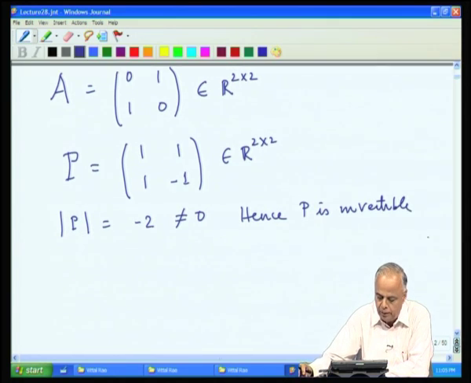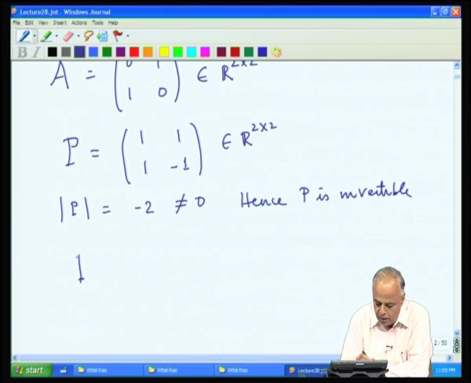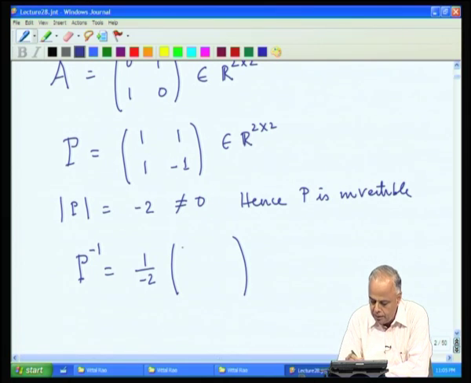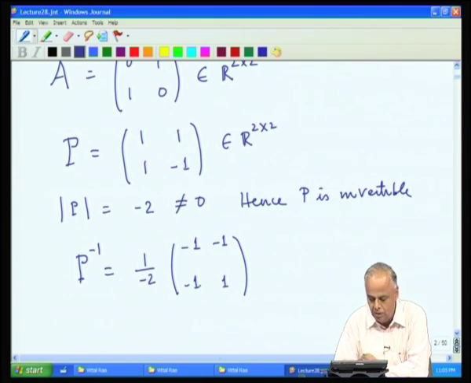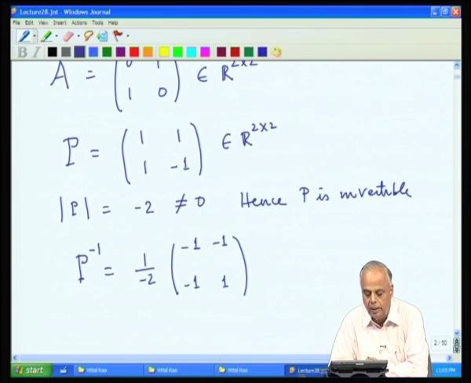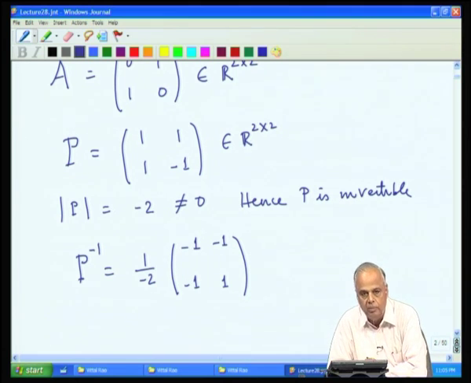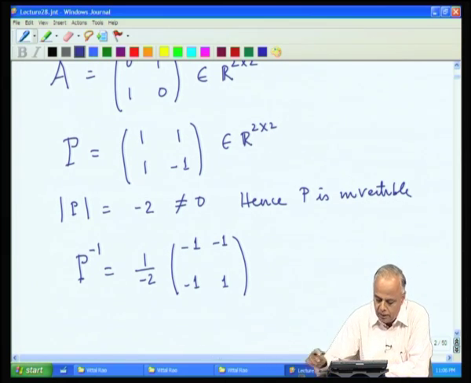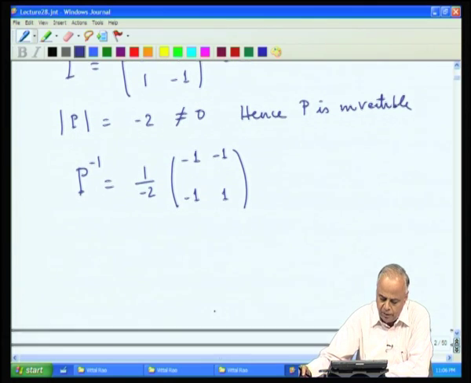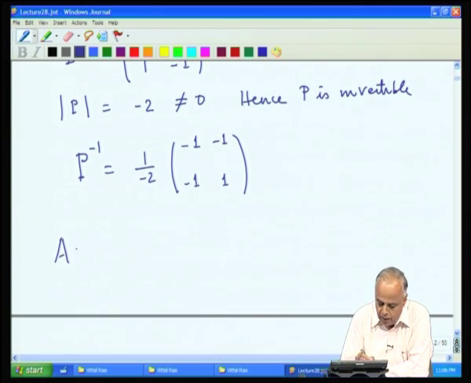And for 2 by 2 matrices, the inverse is easy to find. The inverse is 1 over the determinant, with the diagonals interchanged and the signs of the off diagonals changed. So, this is the matrix P inverse.